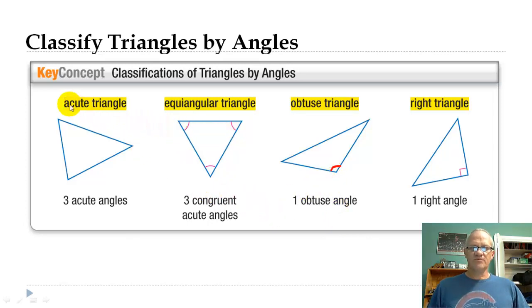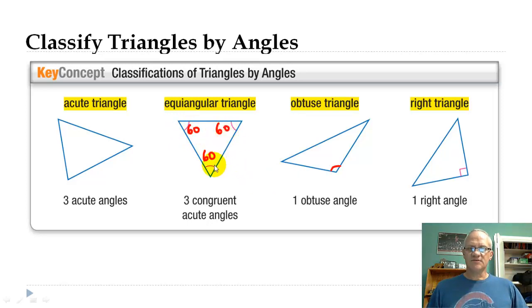I'm going to jump over here to acute. Acute would be if you have three acute angles, so three angles that are less than 90. All three of these would be less than 90, so it would be acute. Now there is one extra thing here, this equiangular triangle. That's when all of the angles are the same. It doesn't say it here, but in a triangle, they would all be 60 degrees.